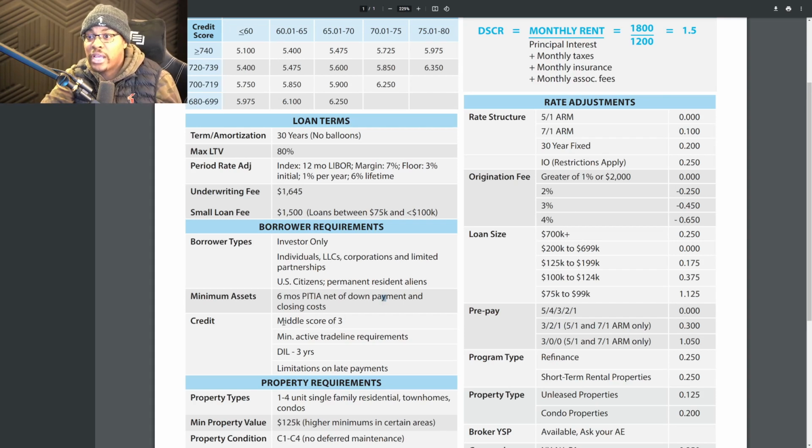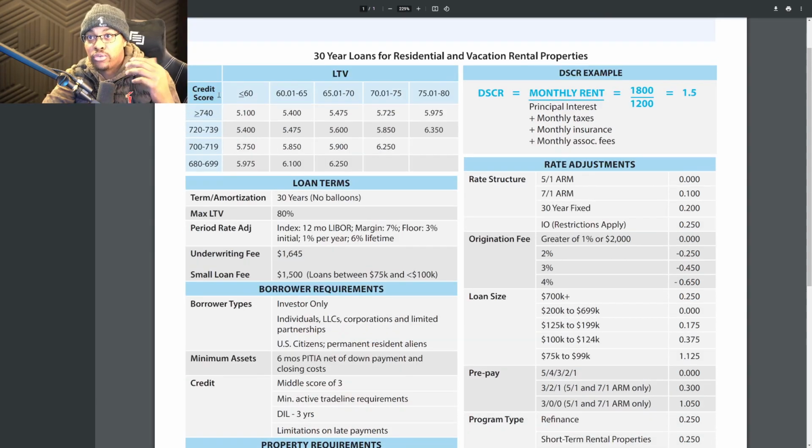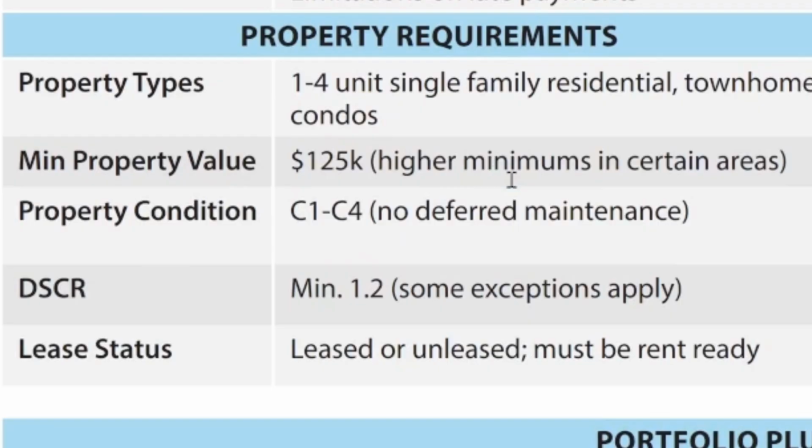And then they're also looking at your middle score of the 3, and they're going to take the one that's in the middle. So if you have 680, 690, and a 700, they're going to base all of the credit score, loan to value, all of that on your middle score. So just keep that in mind. This just goes over the different property types.